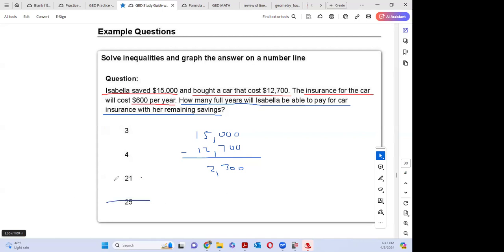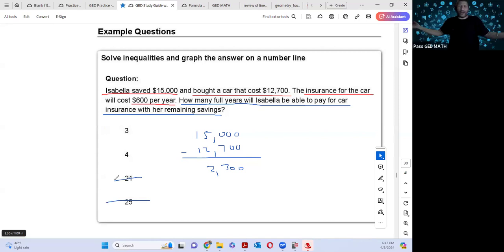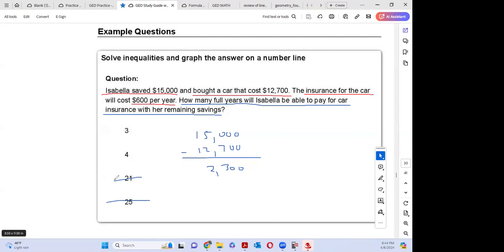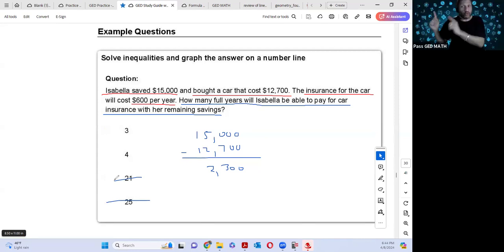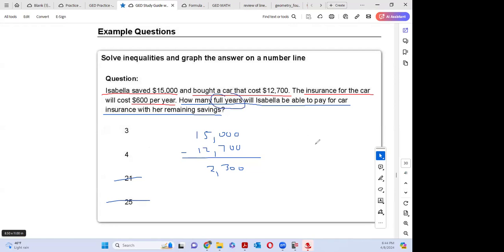25 and 21. Listen, if you know insurance is 600, you know 21 times 600 or 25 times 600 has got to be over $2,300. So right away, you got rid of 2 answers. So you know the answer is 3 or 4. You've got a 50% chance. Now, this is the important part. How many full years? So watch this.